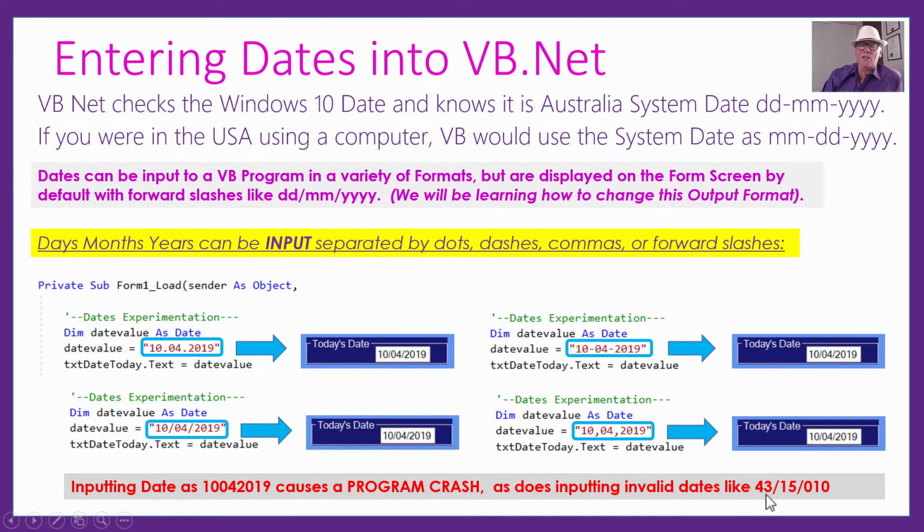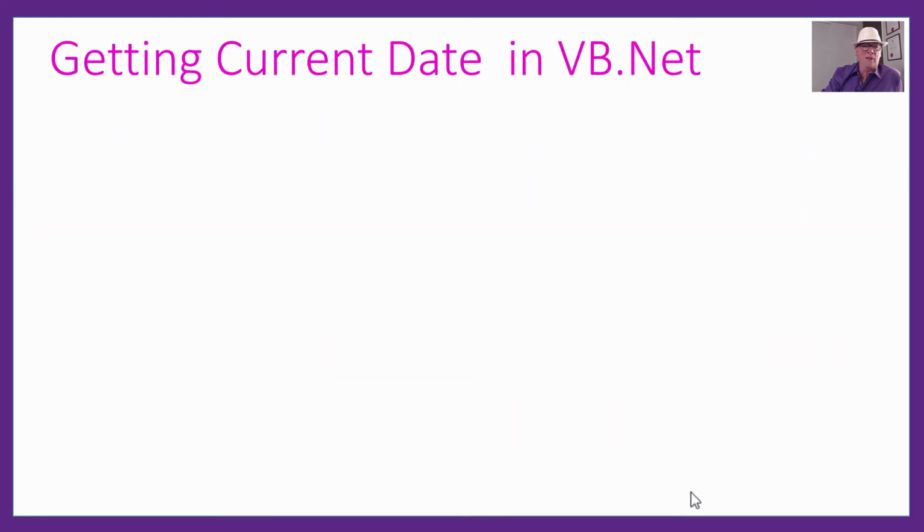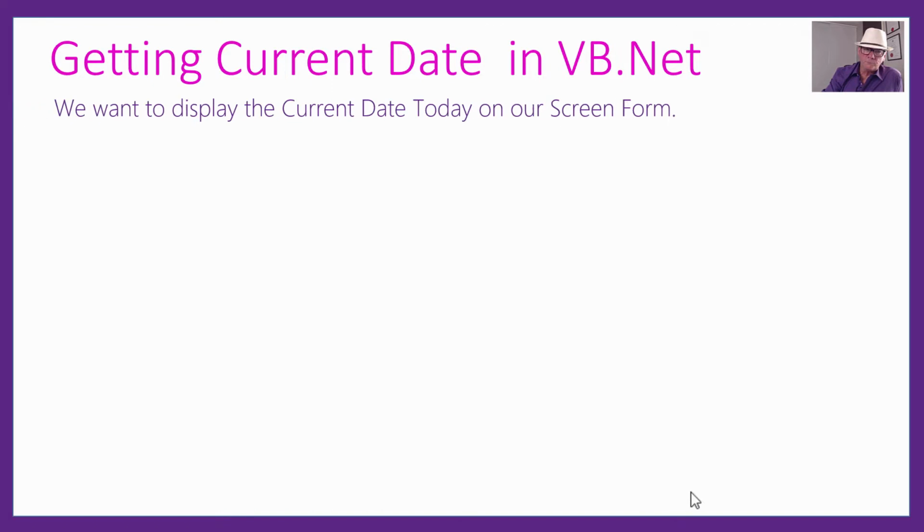And also if you put dates which just are not real dates, like months don't have 43 days, so you can't have the 43rd of the 15th month of the year. If you put anything in like that, that's going to cause a program crash as well, all right? So that's something you need to be aware of. So we do need to have date validation when people are inputting them, either on a form or they could be getting read in from a file as well. And we'll be learning how to do that, the date validation.